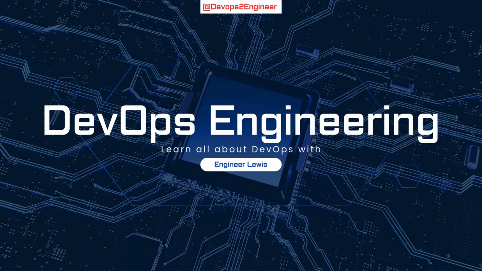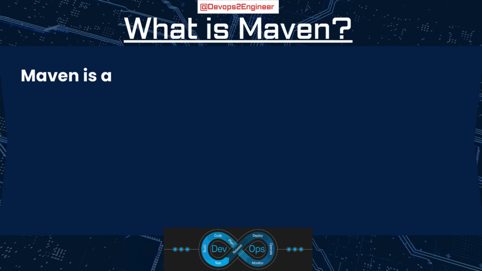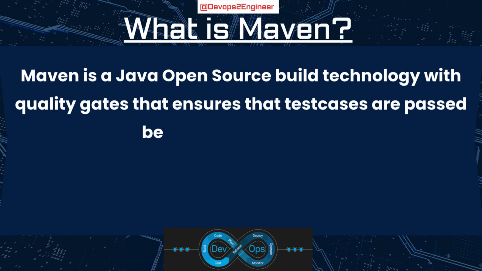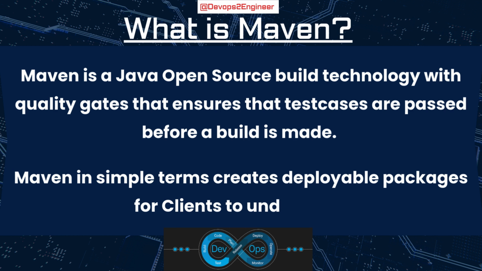In today's video, we'll be learning about Maven. What is Maven? Maven is a Java open source build technology with quality gates that ensures that the test cases are passed before a build is made. Maven, in simple terms, creates deployable packages for clients to understand.